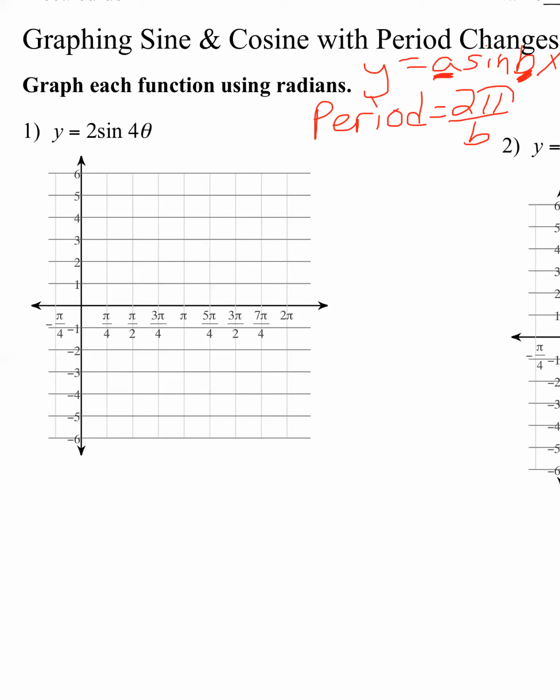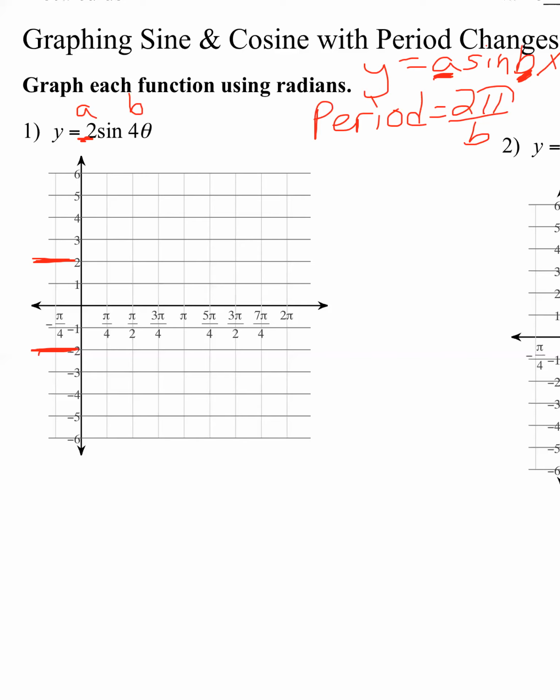So once I have the amplitude and the period, then I just go ahead and graph like I normally would. It just depends on if it's sine or cosine, if I'm starting at the origin or starting up at whatever the amplitude is. Okay, so let's go through number 1 together. A is going to be 2, B is going to be 4. So A as my amplitude of 2 means that my whole graph is going to exist between positive 2 and negative 2. I'm just going to bounce back and forth in between those two values.